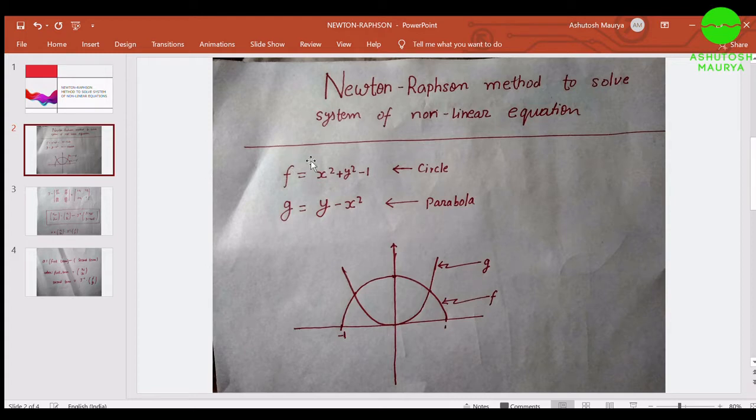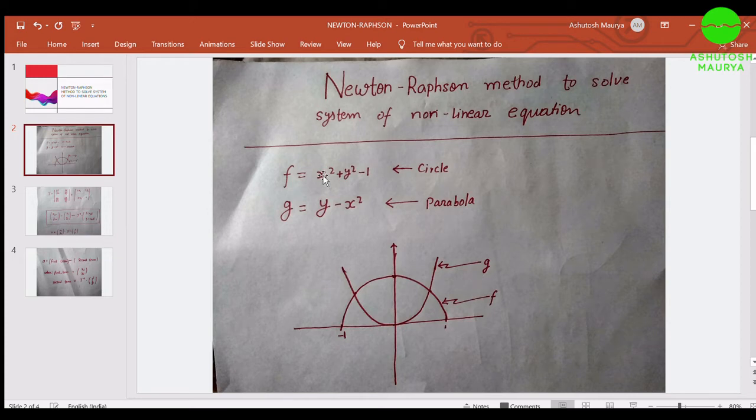Welcome back. Today we are going to learn how we can use Python to solve a system of nonlinear equations using the Newton-Raphson method. To understand this topic, I will take an example. We have two equations, f and g, and we will try to find out where these curves cut each other. So basically we have to find this point and this point.